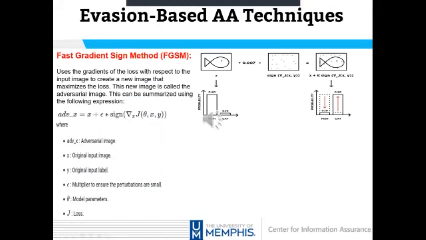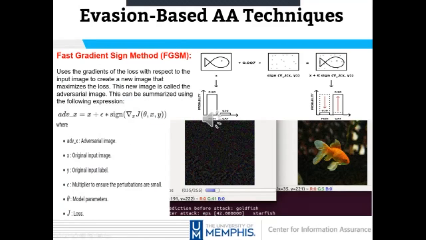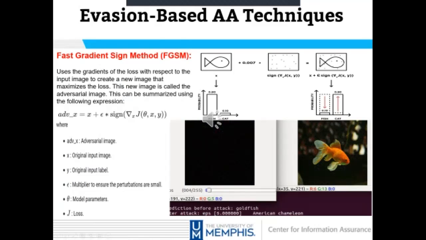Here an example of an FGSM attack type has been presented. A noise has been added to change the class of this goldfish to starfish. We can see that it is becoming a starfish. Here the attack was created by adding a sign, and the class label gets changed.